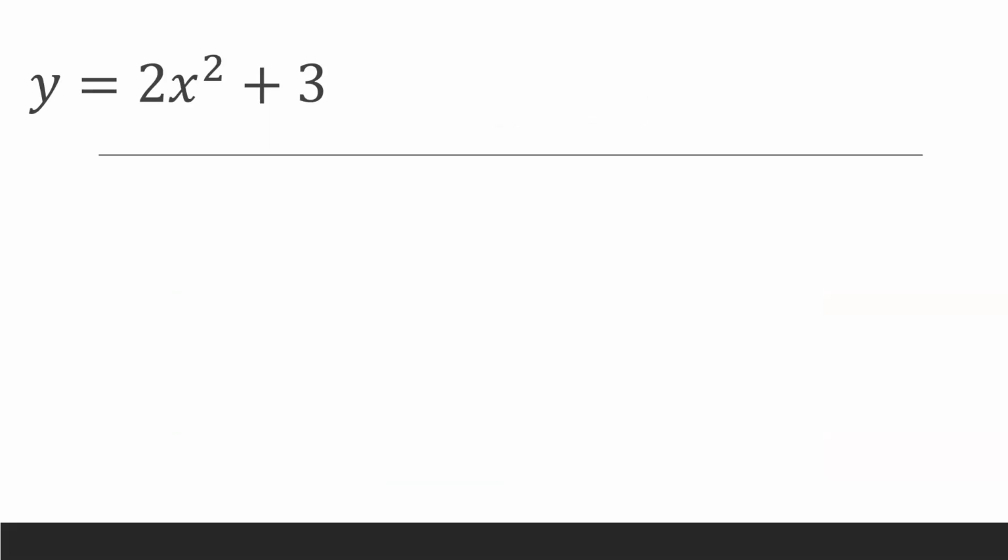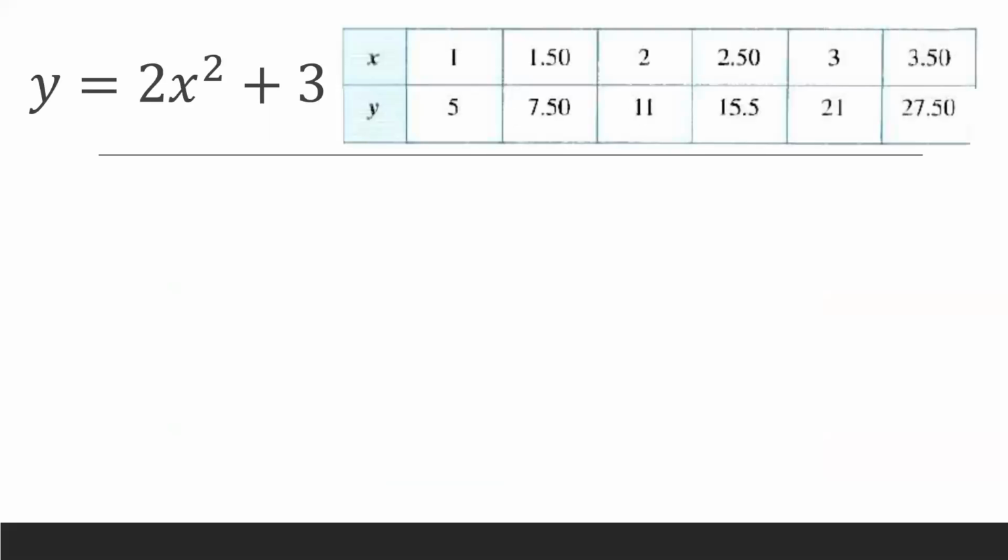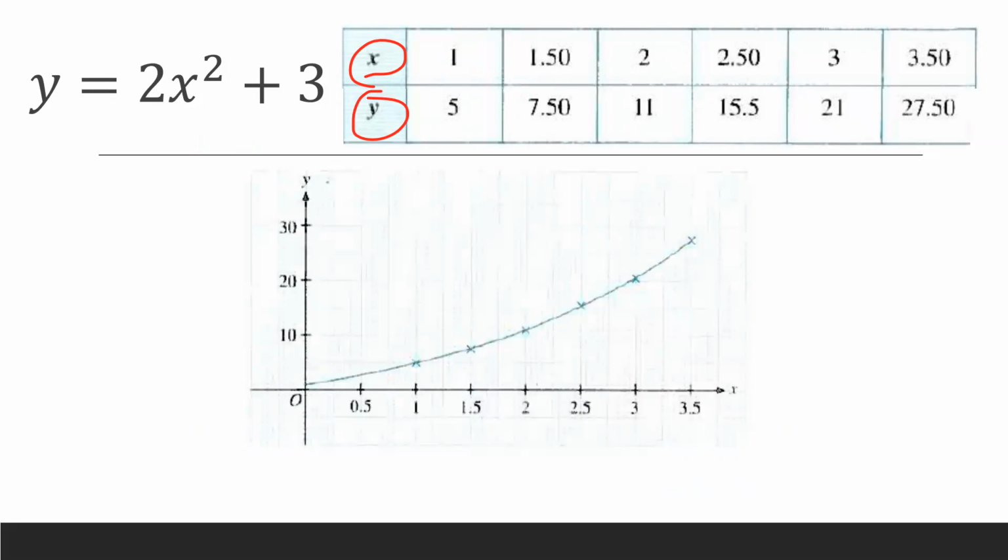So that's in here, y equals 2x squared plus 3, and we have some values of x. You can see x equals 1, 1.5 and up to 3.5, and the corresponding values of y. So when x is 1, the y value is 2 times 1 squared plus 3, and that becomes 2 plus 3 as 5. That's 5, and so on. You can check for all other values. And then if we plot these x values and the corresponding y values on a graph paper, the graph will look something like this.